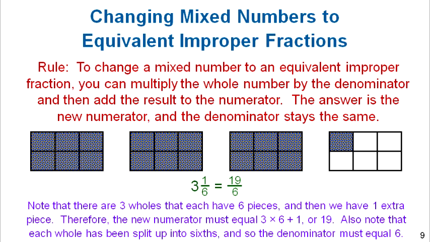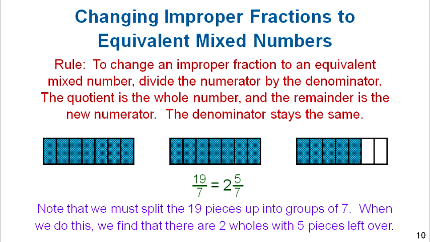To see why this works, note that there are 3 wholes that each have 6 pieces, and then there is 1 extra piece left over. This tells us that the new top number should be 19. You should also be able to see that each whole has been divided into 6 equal pieces, and so the bottom number should stay equal to 6.